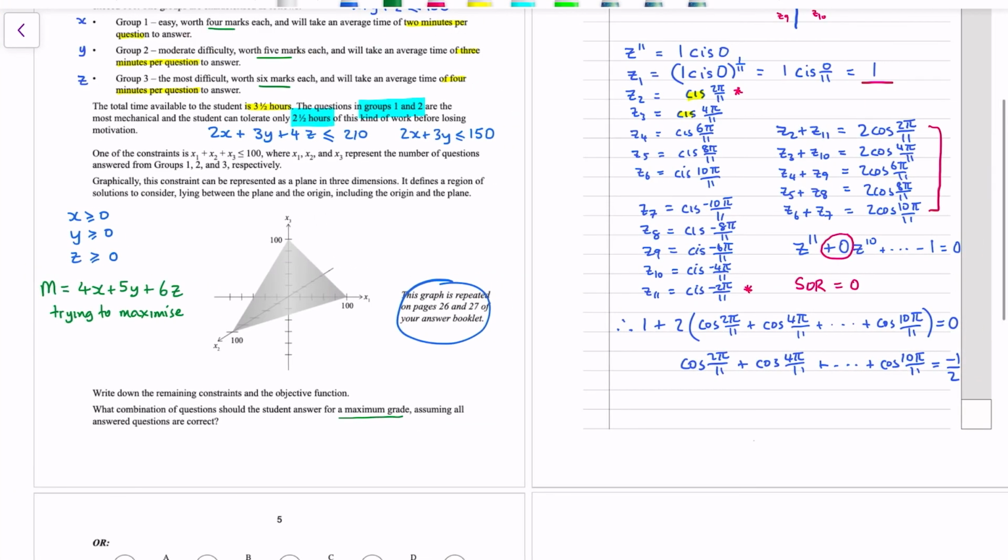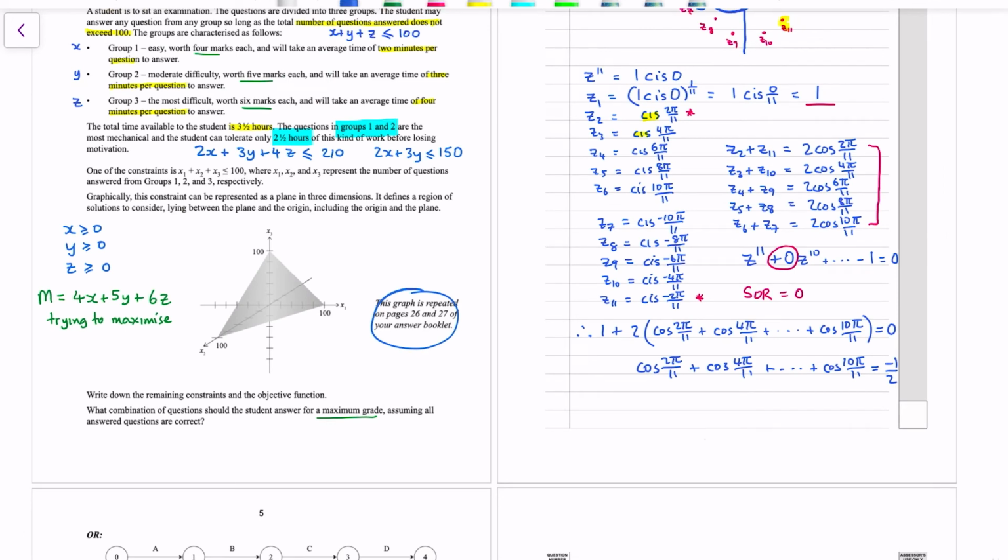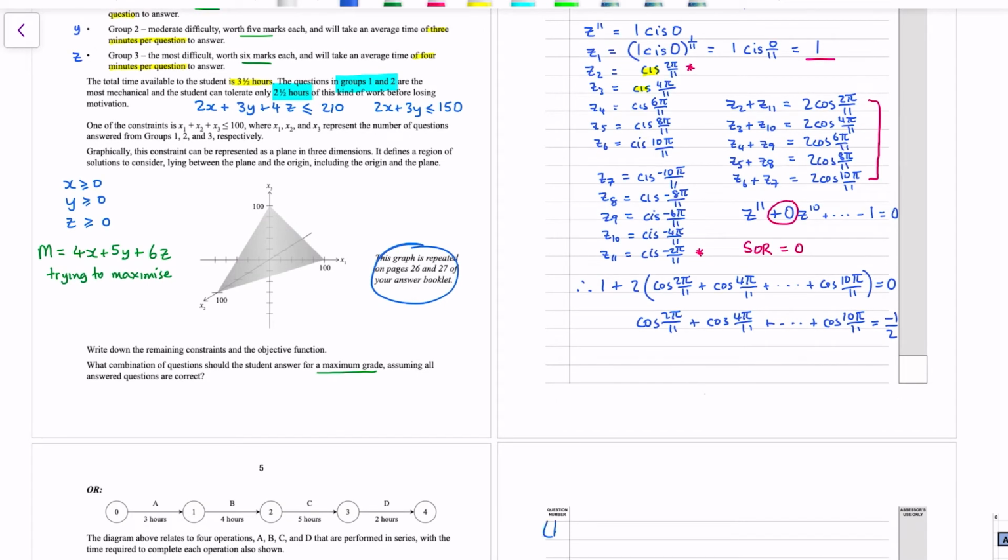Okay, so let's list out these constraints again. We've got x plus y plus z must be less than or equal to 100. That's the total questions. We've got 2x plus 3y plus 4z is less than or equal to 210. That's the time. We've got 2x plus 3y is less than or equal to 150. That's the time on the tedious questions. And then we've got the non-negativity.